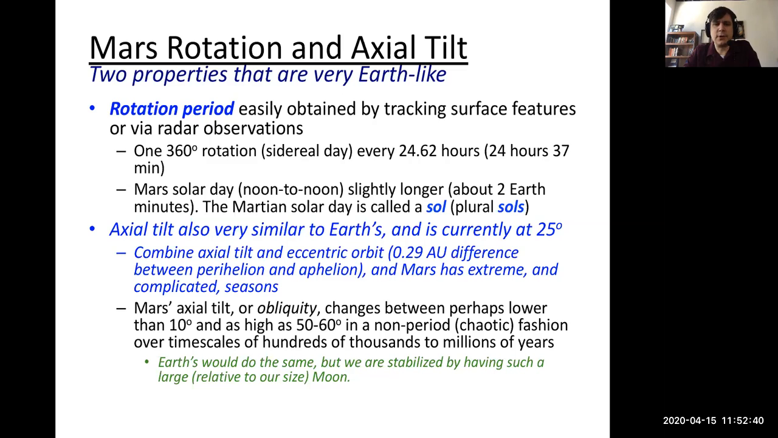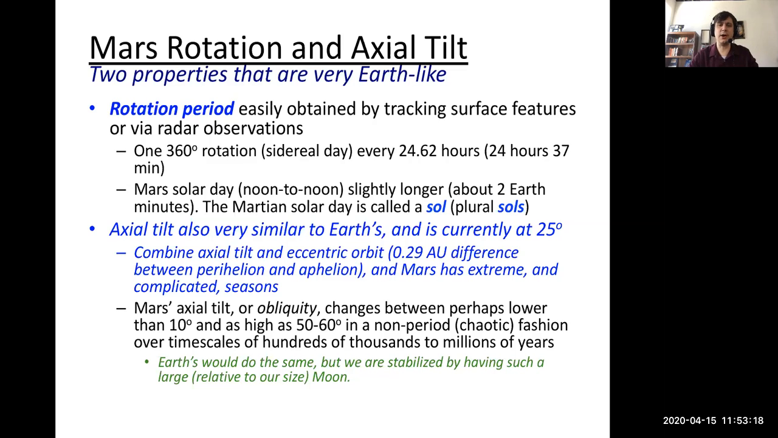So we've known for quite a while, 1 360-degree rotation, a sidereal day on Mars is 24.62 hours. That's 24 hours and 37 minutes. Now, again, Mars rotates in the same direction that it orbits, which is counterclockwise if you're looking down on the North Pole. So the Mars solar day is a little bit longer. And we actually have an official name for the Mars solar day, the noon to noon time. We call the Mars solar day a sol instead of a day. So 1 day on Mars, you don't talk about Martian days, you talk about Martian sols.